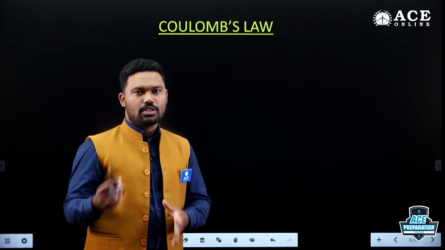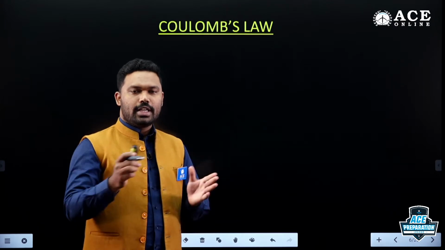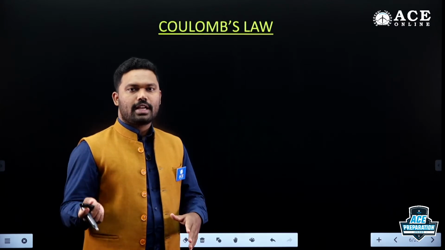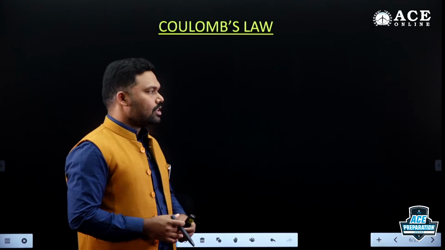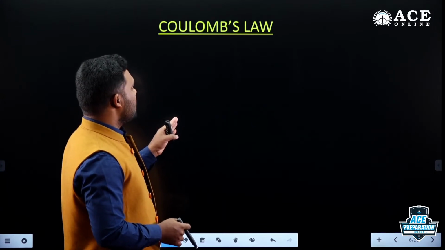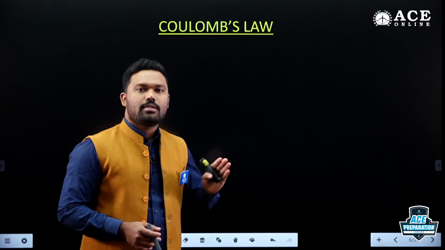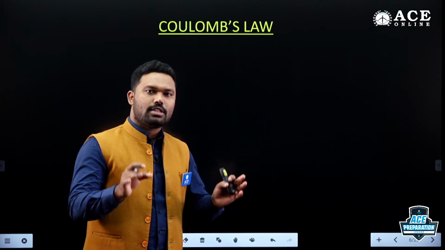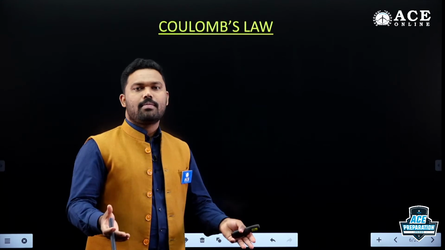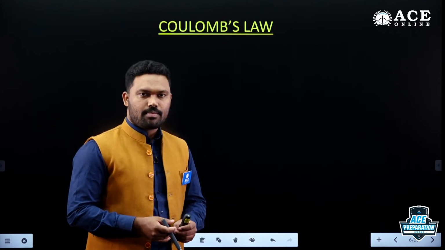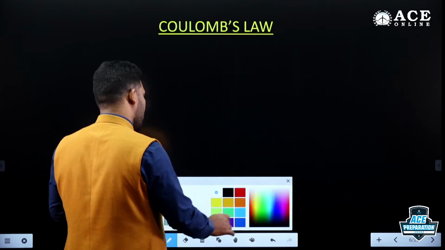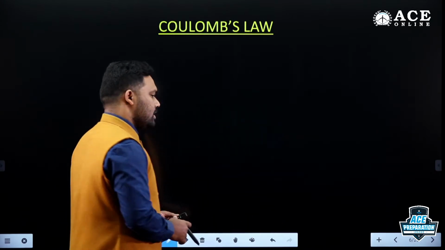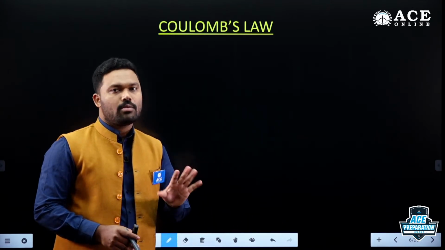If it is positive, positive, they will repel. Negative, negative, repel. Positive, negative attract. Negative, positive also attracts. So Coulomb's law is Coulomb's experimental result. Coulomb conducted different experiments on charges and came up with some experimental results. Here we are interested in the scalar form as well as the vector form of Coulomb's law.